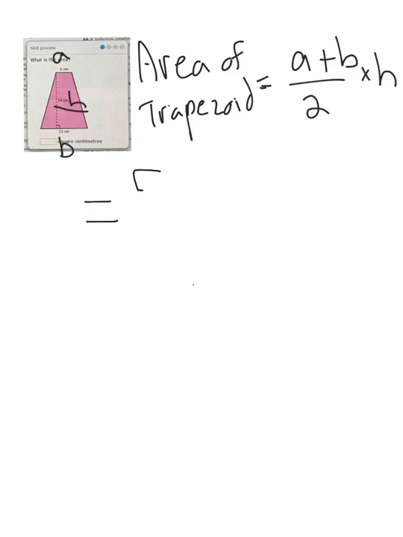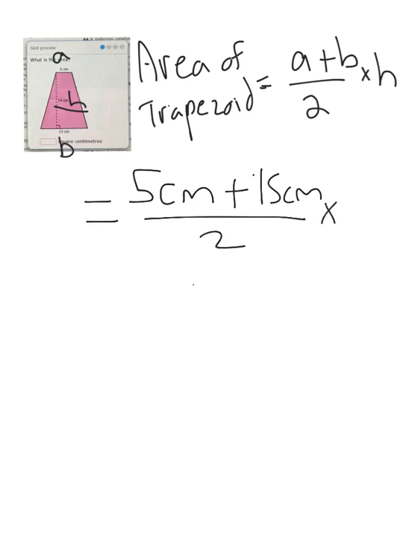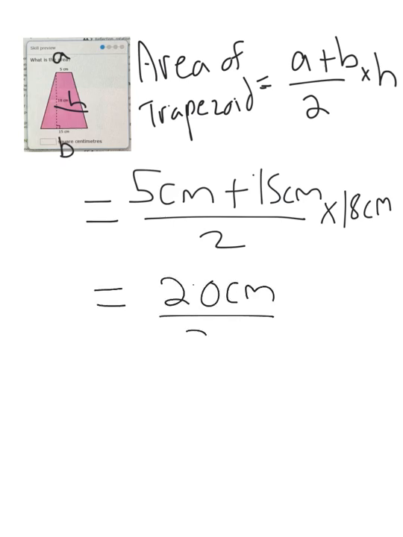A is 5 centimeters plus B is 15 centimeters, divided by 2, times H is 18 centimeters. So I'm going to work my way through the equation. 5 plus 15 is obviously 20, so it equals 20 centimeters divided by 2 times 18. What do I do next?